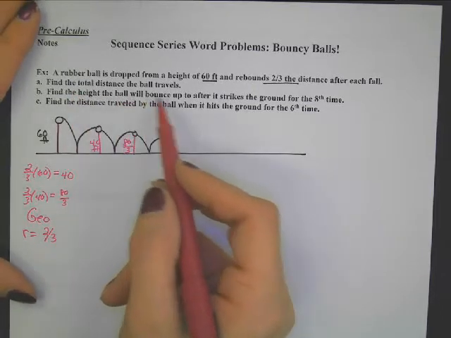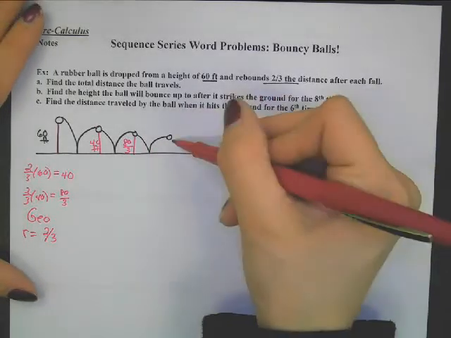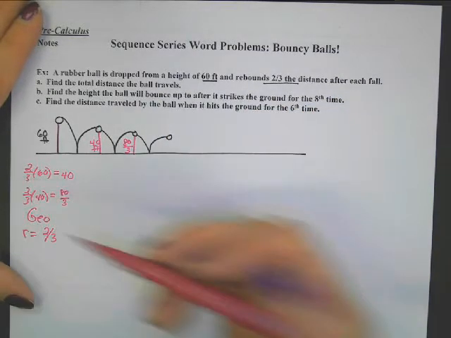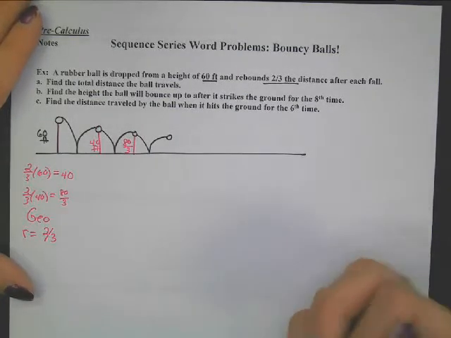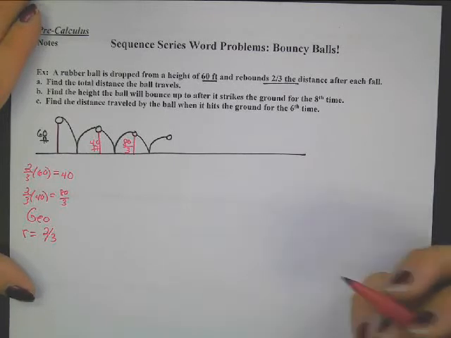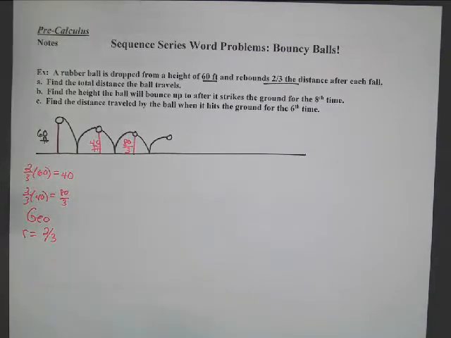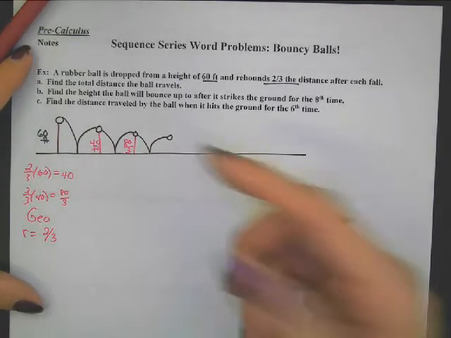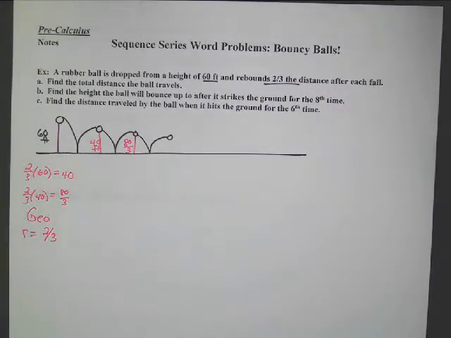Find the total distance the ball travels. So the ball bounces down, comes back up, bounces down, comes back up. The question is, when it gets really, really tiny, what's 2/3 of tiny? Even tinier. What's 2/3 of tinier? Even tinier. 2/3 of a number is never going to make a 0. So the idea here is not finite, but infinite. The ball is going to keep bouncing and bouncing. Now, I know gravity usually takes over and is going to hold that ball down to the ground, but mathematically speaking, the idea is infinite.